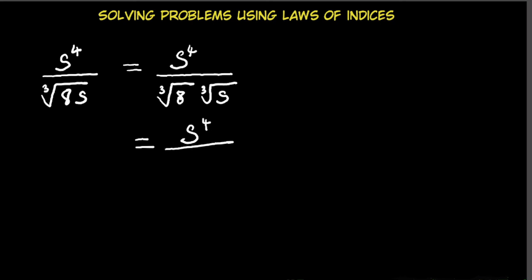So the cube root of 8 is 2, and the cube root of s in index form is s raised to the 1/3 power. Remember, the root is the denominator and the power that the s would be raised to, which is 1, is the numerator. Now, what do we do here? Is there anything that we could cancel? Yes, there is. Let's write it a little bit more plain so that everyone can see it.